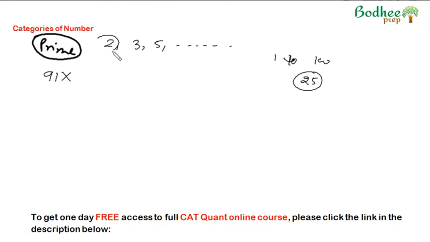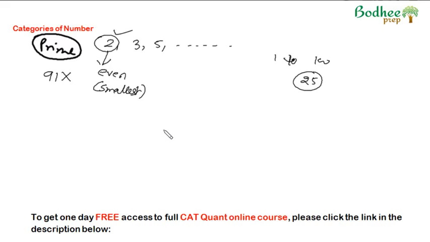Apart from 2, all other prime numbers are odd numbers. 2 is the only even prime number and is the smallest prime number, and that makes this number very important whenever questions come from the area of prime numbers. Correct?